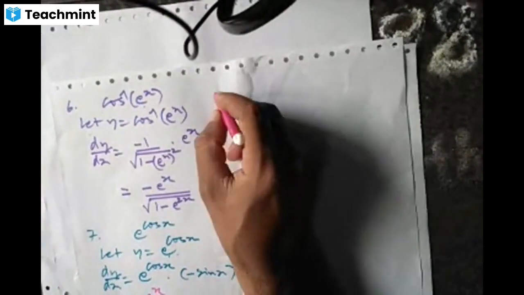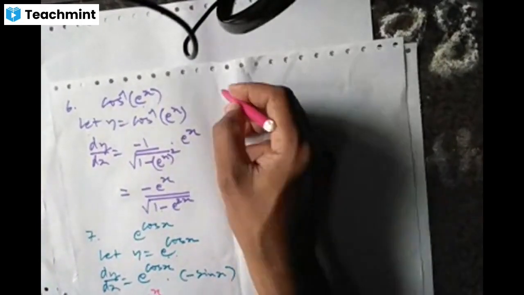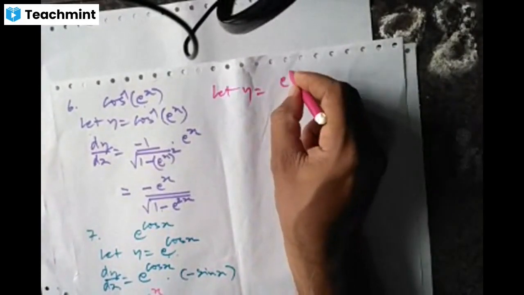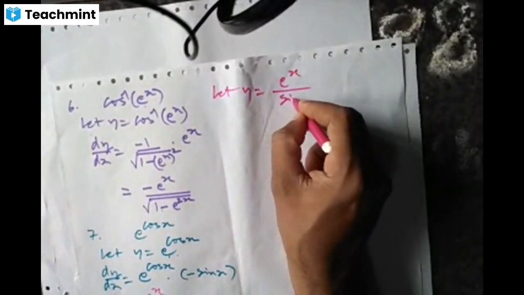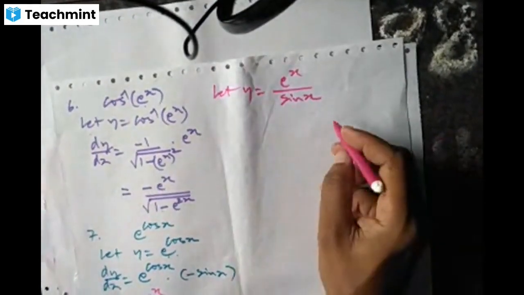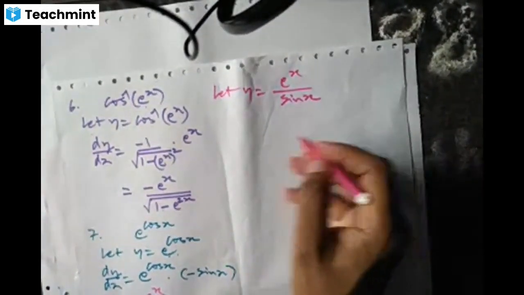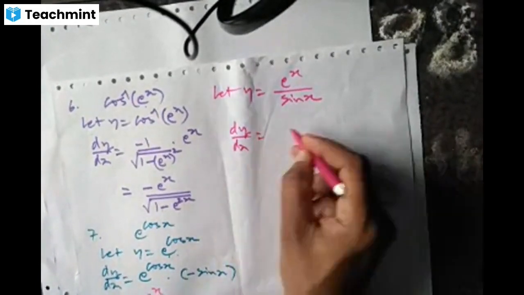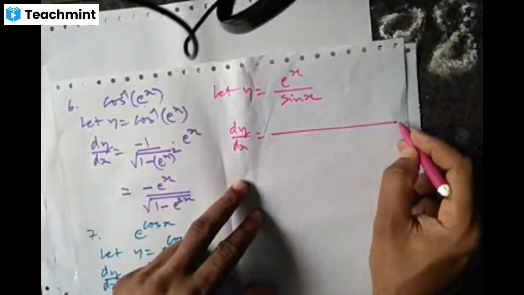Okay. I'll use quotient rule. So first let us take the function as y. Let y be equal to e power x divided by sin x. Okay. Now we shall use quotient rule. So then dy by dx is equal to, now we shall use quotient rule.